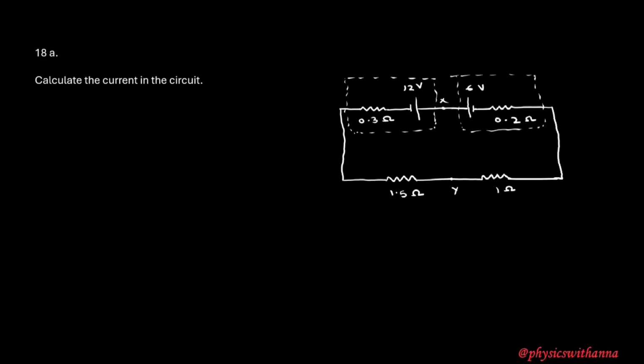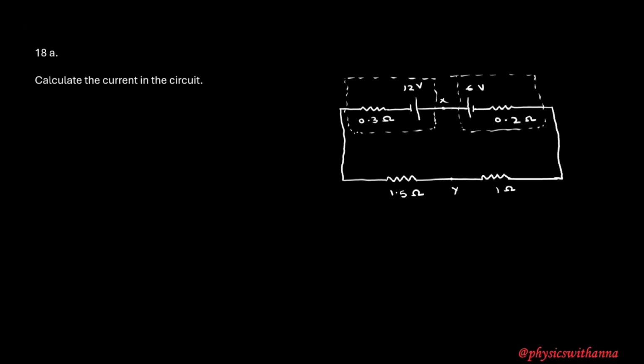In this video, we are going to discuss question 18a and b, where we calculate current in the circuit. So here you have a circuit with two batteries and resistors, and you need to calculate the total current in the circuit. I'm going to use Kirchhoff loop rule to solve this, but you can use basic understanding of Ohm's law to solve it as well.